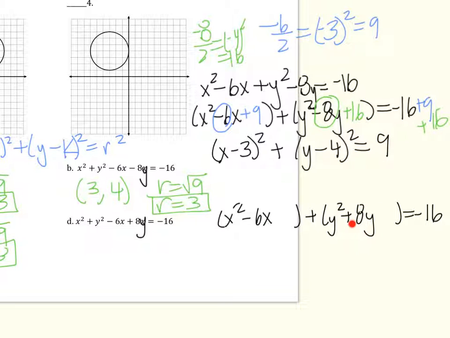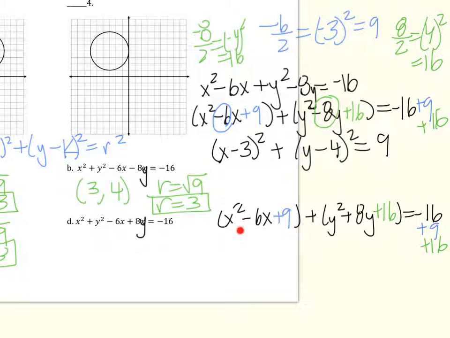Now when I complete the square here, it's going to be really similar to the math I did here. So this is actually exactly the same. Negative 6 divided by 2 squared is going to be 9. So I'm going to be adding 9 again. But over here, this is a little bit different. It's going to be 8 divided by 2 is 4. 4 squared is 16. So I still get the same answer, but I want to make sure we have that on there.